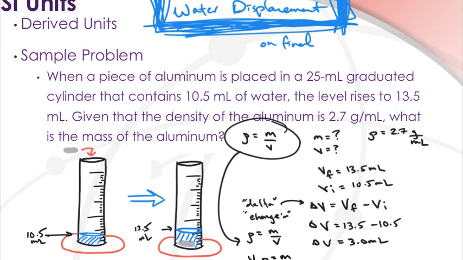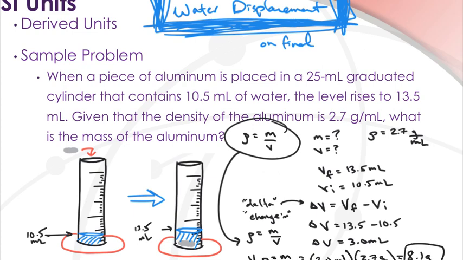My volume is 3.0 milliliters. My density is 2.7 grams per milliliter. Then all I have to do to figure that out is to multiply the two together. I've got 3 times 2.7. That piece of aluminum weighs 8.1 grams.